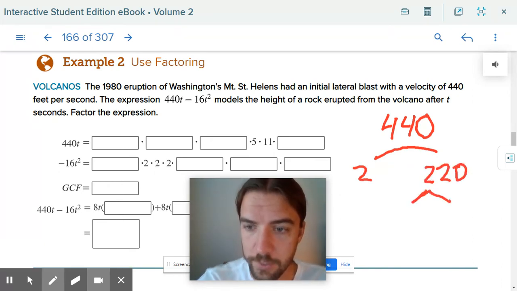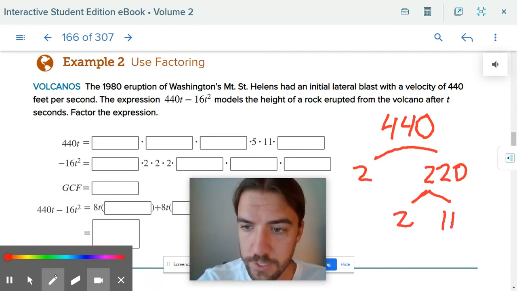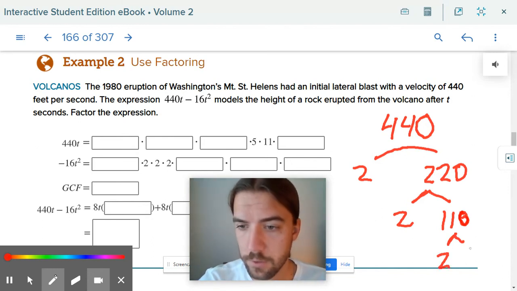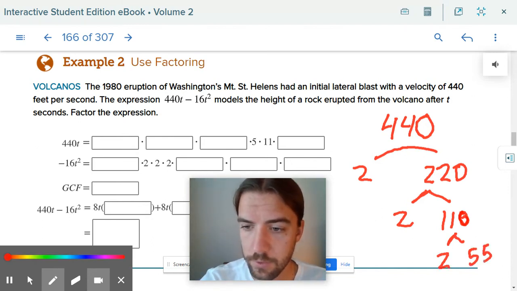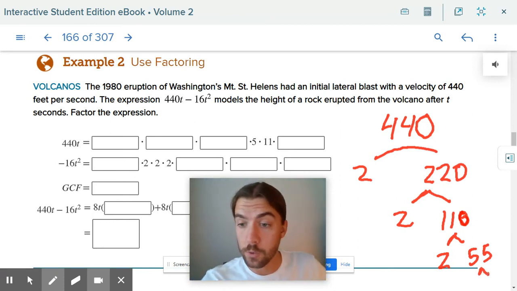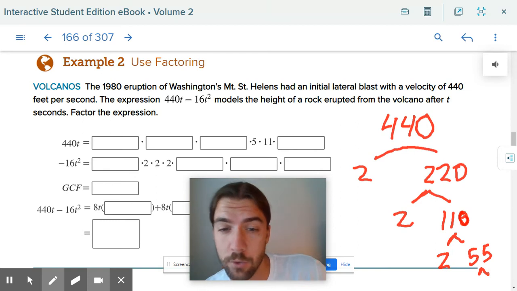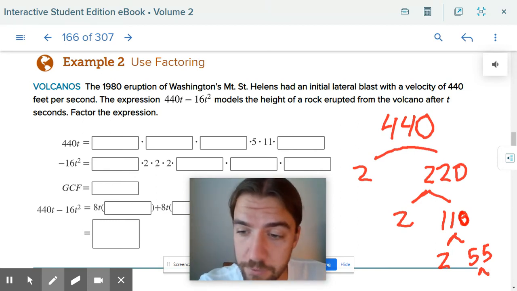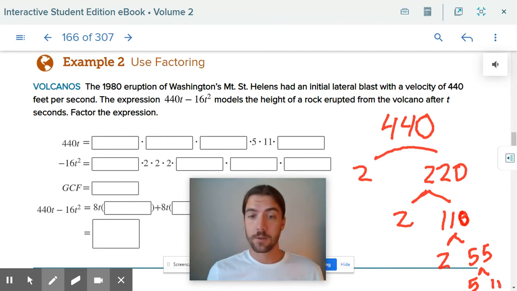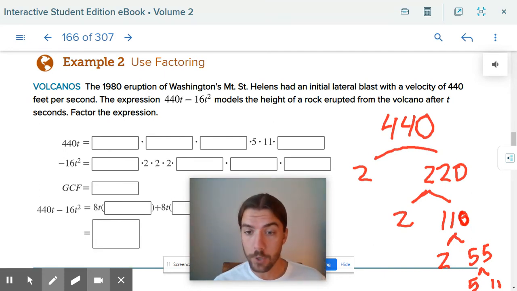Looks like I can divide that by 2 again: 2 times 110. Divide that by 2 again, and we will get 55. Doesn't look like I can divide that by 2. I don't think I would divide that by 3 or 4, but if I divided it by 5, I would have 5 and 11. Once you hit these numbers that are all prime numbers, you can't factor down anymore.